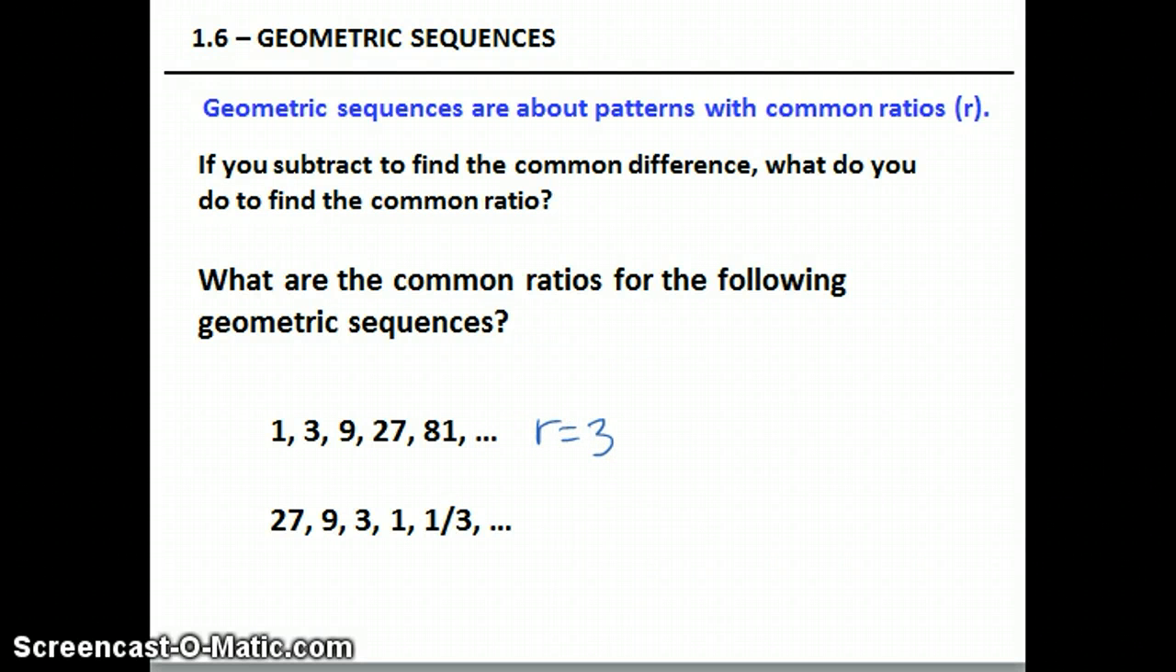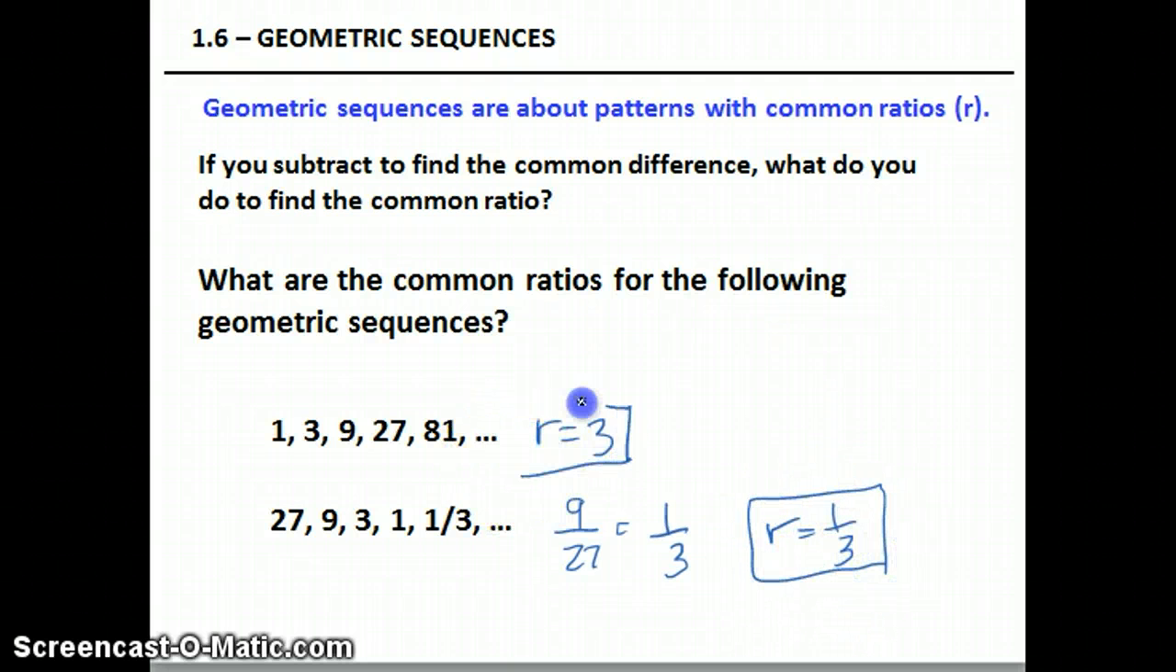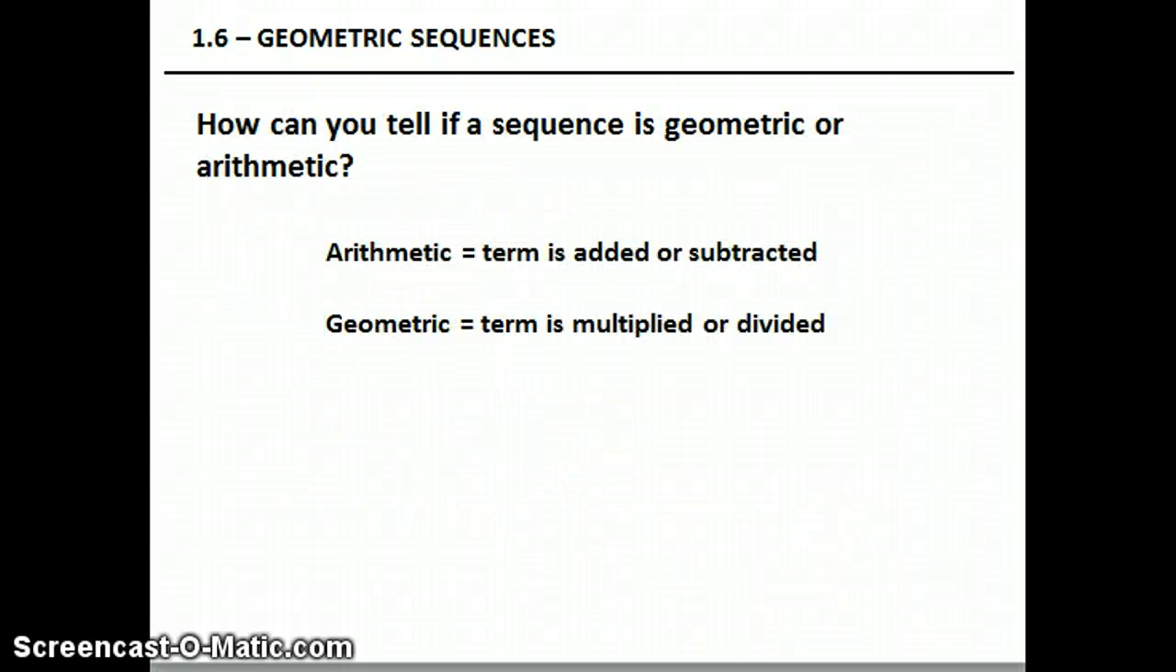When you look at the next one, it might not be so easy when you say, well, 27 times what equals 9? Sometimes it's easier to say 9 divided by what is 27. Either way, this can be confusing, but you can solve 9 divided by 27 because it looks like this. So r equals 1/3. Be sure that if you need to, pause the video.